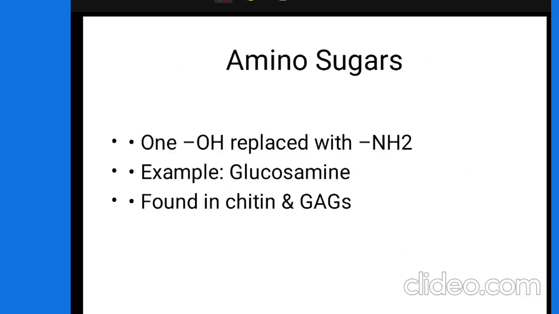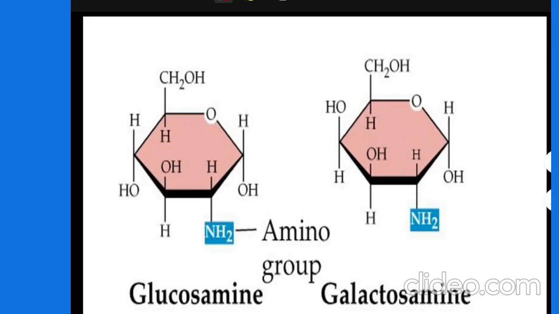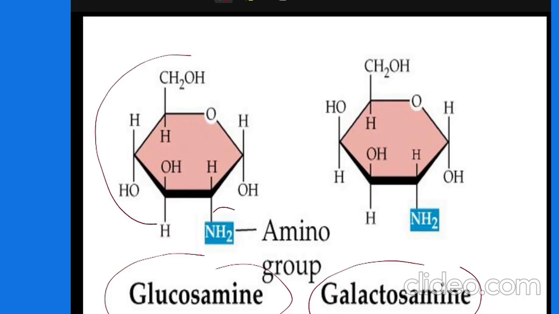Amino sugar means one OH is replaced with NH2. An example is glucosamine, found in chitin and GAGs. Coming to the next slide, this is the glucosamine, this is the galactosamine. So this is the structure of a glucose molecule when it is OH.